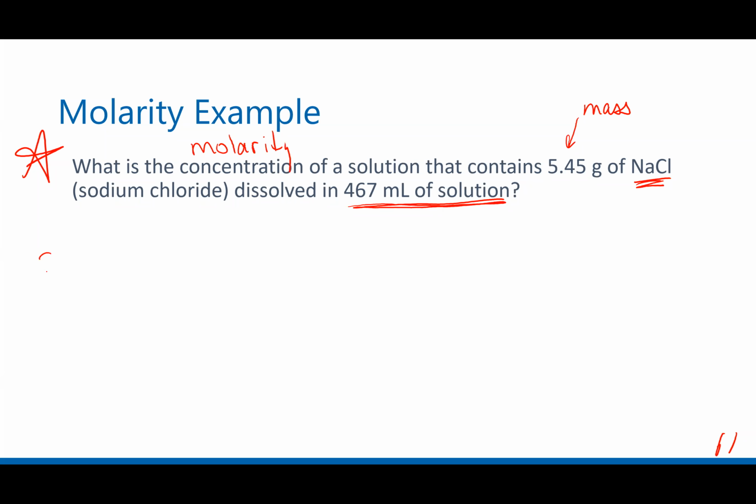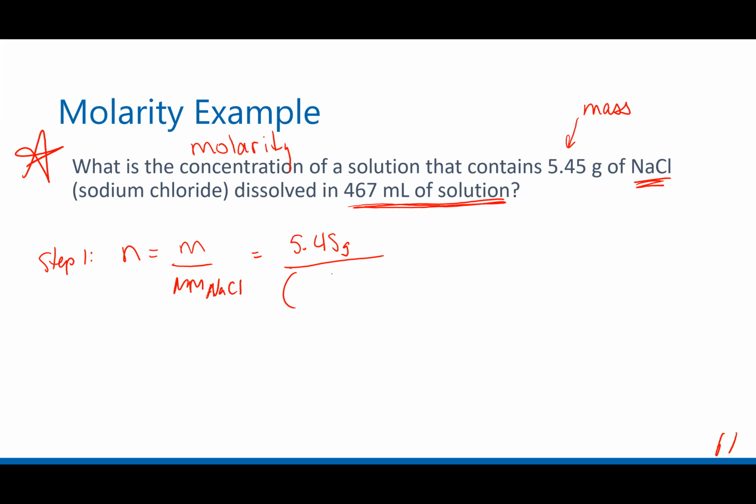So step number 1, just as Aman said, I'm going to find the moles of my chemical by taking the mass and dividing it by the molar mass of that chemical. So 5.45 grams divided by my molar mass.